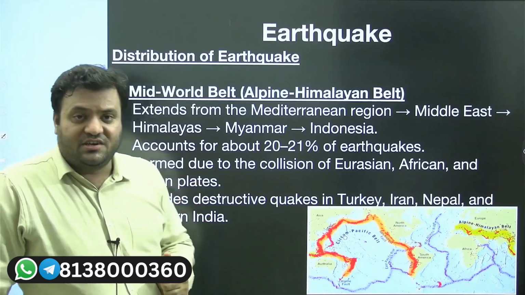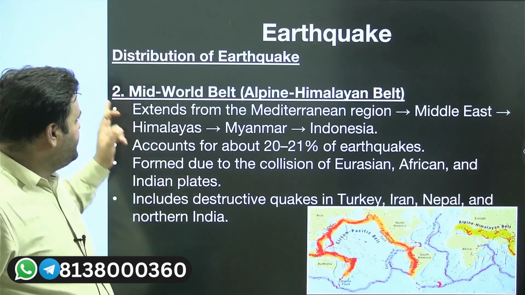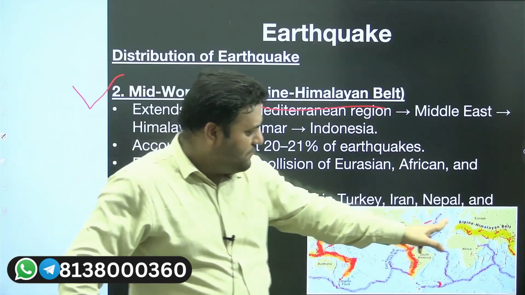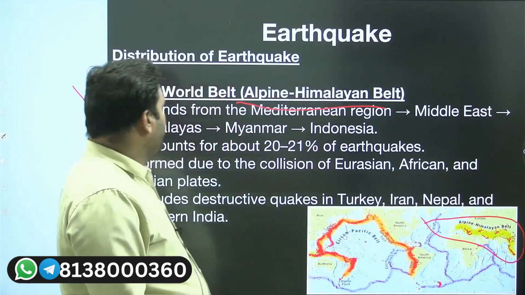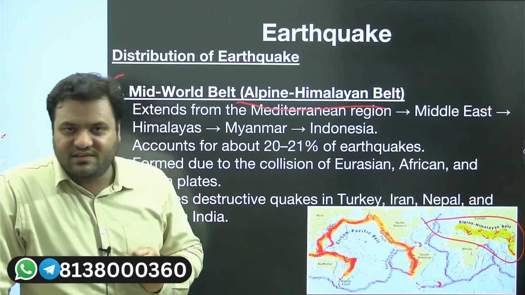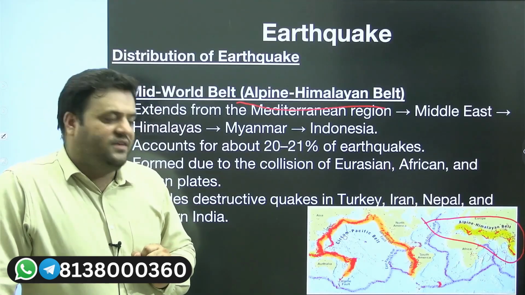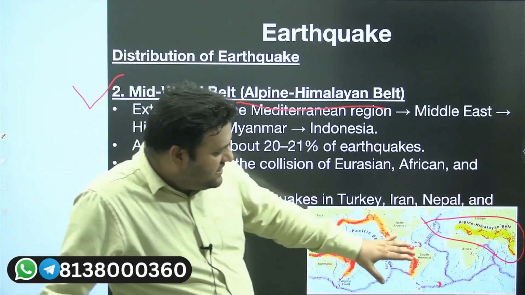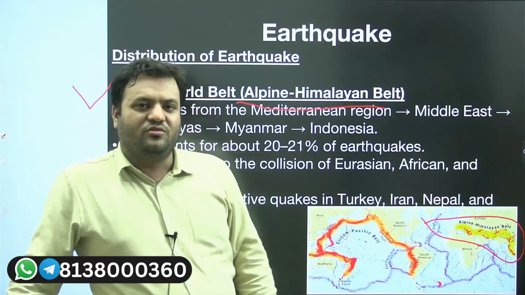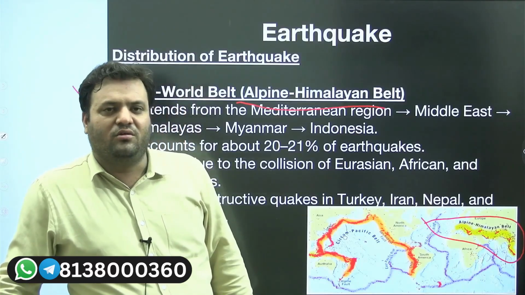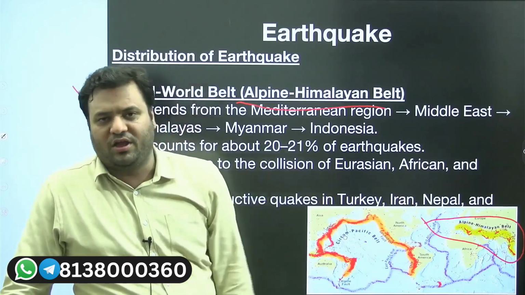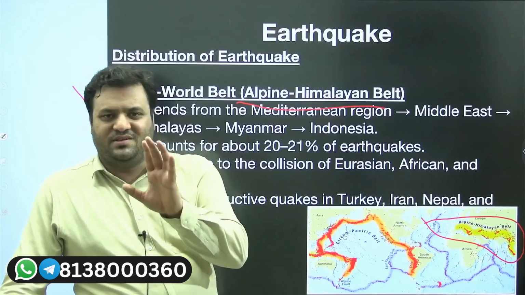The second belt we discussed. The second belt is basically the mid-world belt, or Alpine Himalayan belt. Now this region extends from the Mediterranean Sea. The Mediterranean Sea is basically the water body which is sandwiched between Africa and Europe. It is located between Africa and Europe. It is a very wide water body, and I hope you have this idea.